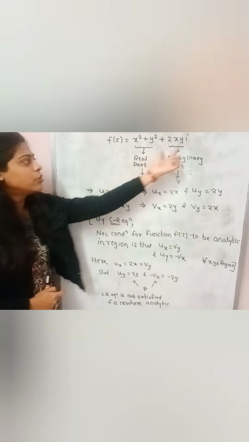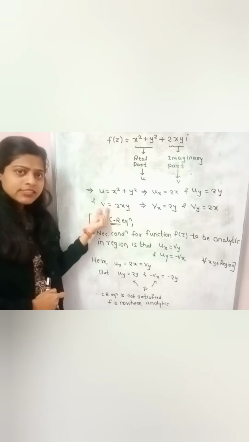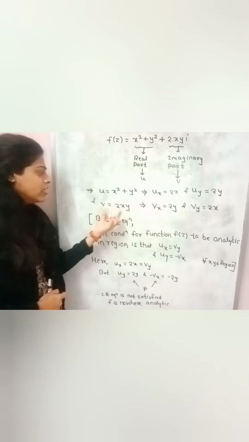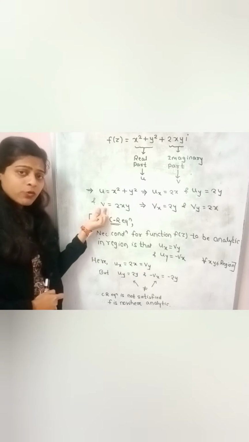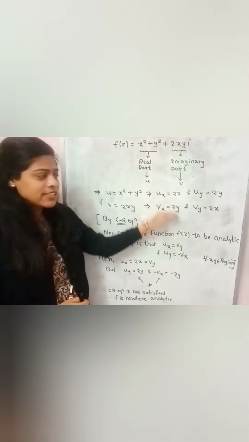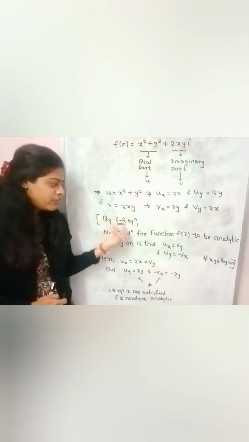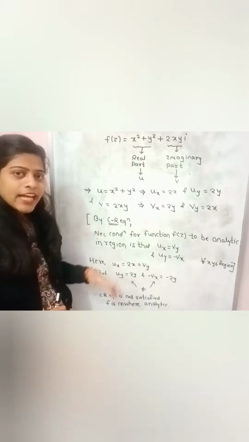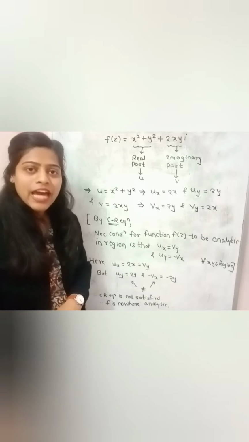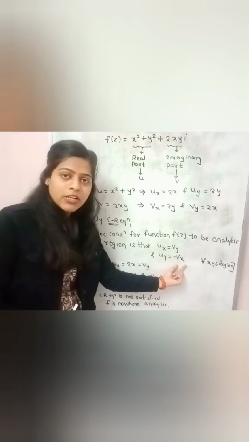Similarly, v is equal to 2xy. When we take its derivative with respect to x, we get 2 into y, therefore vx is equal to 2y, and when we take its derivative with respect to y, we get vy is equal to 2x. So this is our basic information. Now with the help of the CR equation, we are going to solve this. For that purpose, what is the necessary condition? For f of z to be analytic, ux must equal vy and uy must equal minus vx.